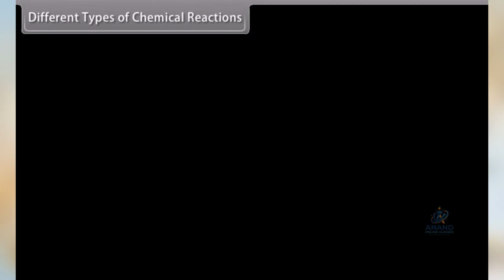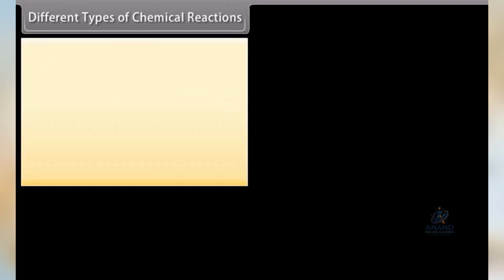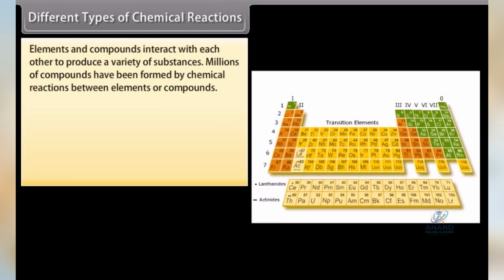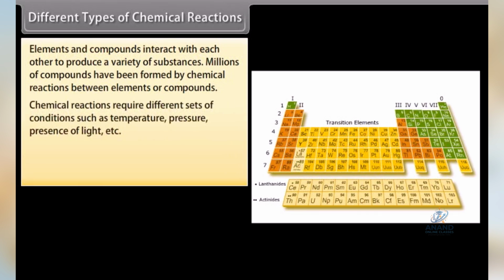Different types of chemical reactions. Elements and compounds interact with each other to produce a variety of substances. Millions of compounds have been formed by chemical reactions between elements or compounds. Chemical reactions require different sets of conditions such as temperature, pressure, presence of light, etc.